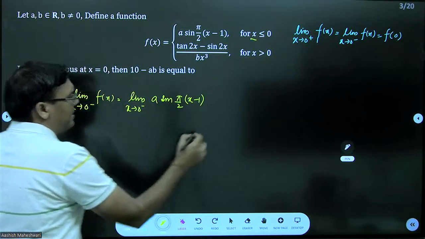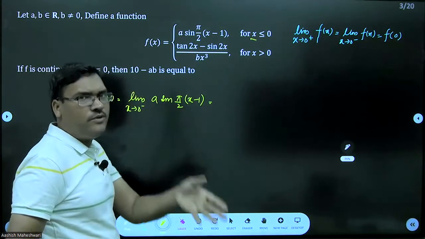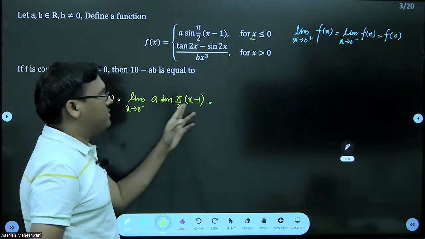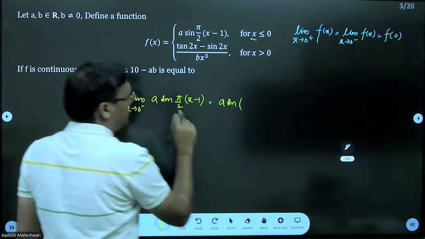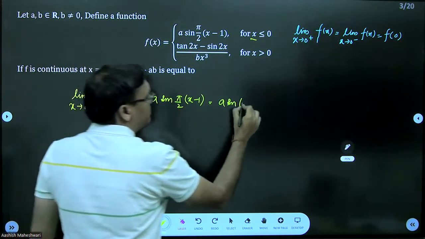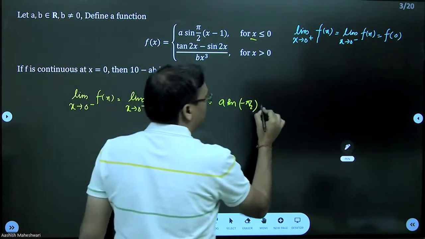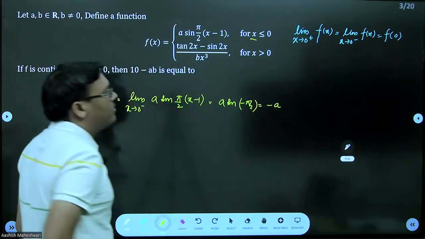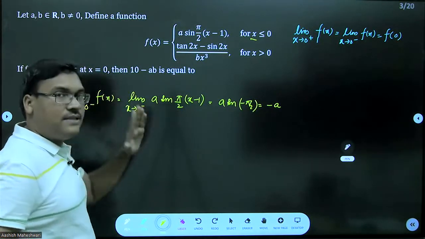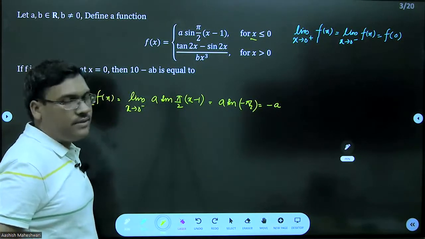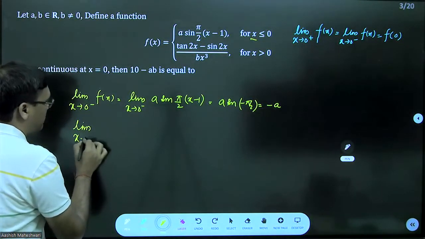Now you can clearly see x approaches 0 minus. This is not an indeterminate form. There is no indeterminate form. You can directly say, if I put x is equal to 0, what is this? This is a sine. If I put x is equal to 0, this will become minus 1. So this will become minus pi by 2, and sine minus pi by 2 is minus 1. So what is this value? Minus a. So that left hand limit, x approaches 0 minus, is equal to minus a. Correct? Now what is limit x approaches 0 plus?